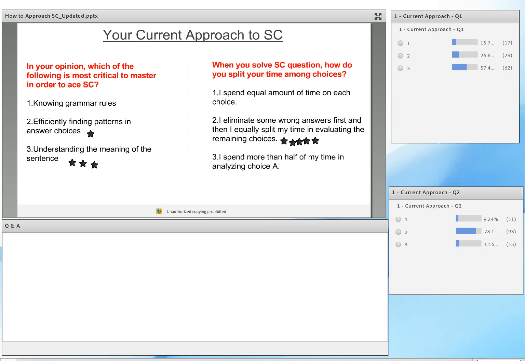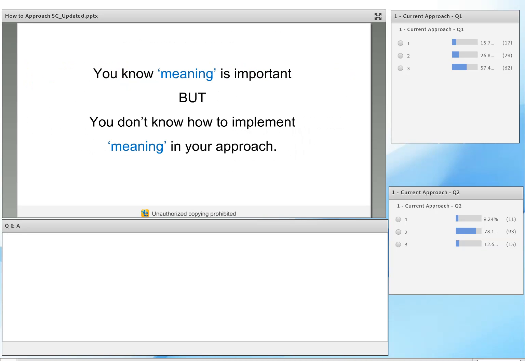What do I mean by that? If you truly believed that understanding the meaning of the sentence is the most important thing, then your answer to the second question should have been that you spend more than half of your time analyzing choice A. And that is not at all evident here. This is the problem that we need to fix. You do know that meaning is important, but you don't know how to translate that into actions in your approach. And that is precisely what we're going to talk about in this session.